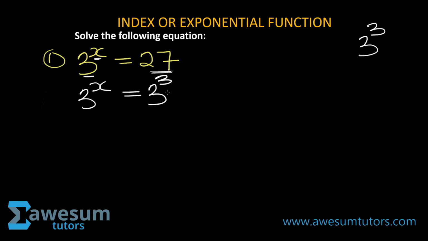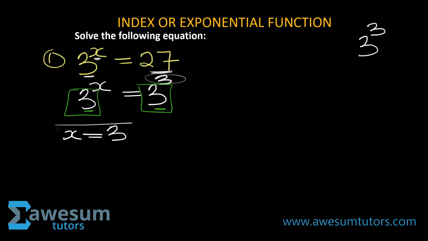Now, since these bases are equal, right? You have 3 raised to the power x, 3 raised to the power 3. So now you have the same base, 3 and 3. Because you have that, you can then equate the powers. That means x now equals this 3 right here. So now x equals 3. That is your final answer.